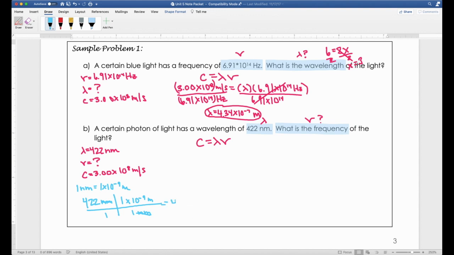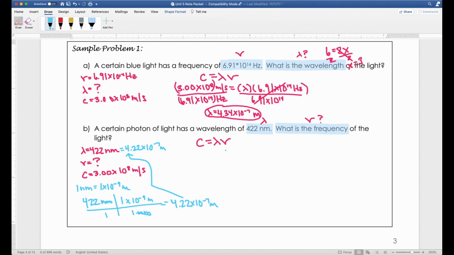And you should get an answer of 4.22 times 10 to the negative 7th meters. That's the number that I'm going to plug in to this equation right here. So let's just draw an arrow going up there. And I'm just going to rewrite that that value is equal to this one. So you needed to find that in order to use this equation.